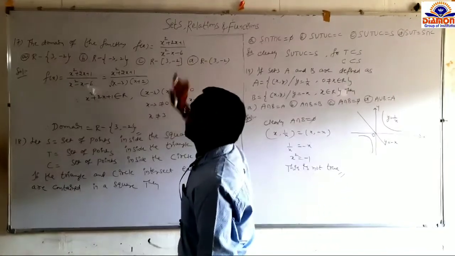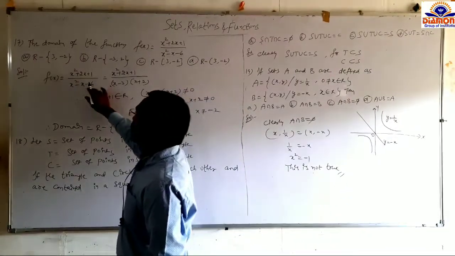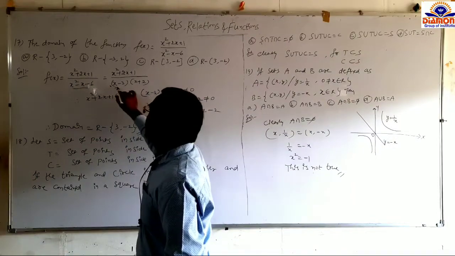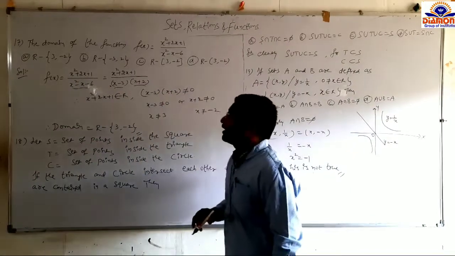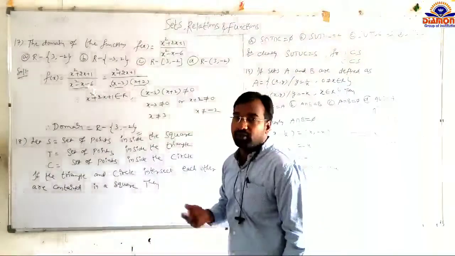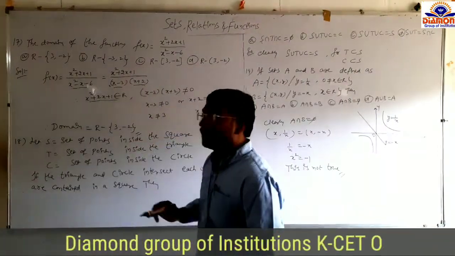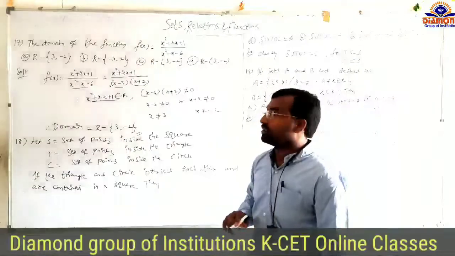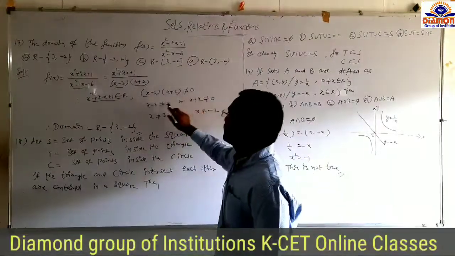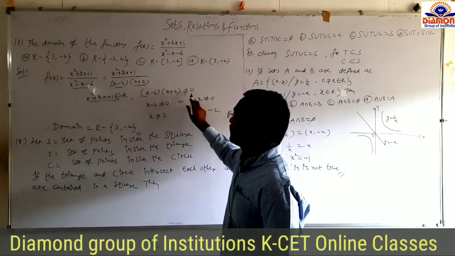First take the given function. Denominator can be written as x minus 3 into x plus 2. Generally every polynomial belongs to R. So the numerator, the polynomial x square plus 2x plus 1, belongs to R. Denominator is compulsorily not equal to 0. So denominator not equal to 0 means x minus 3 into x plus 2 not equal to 0.